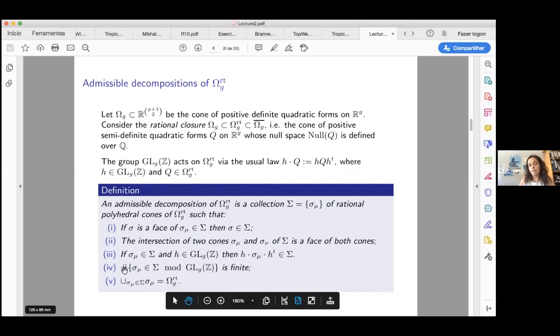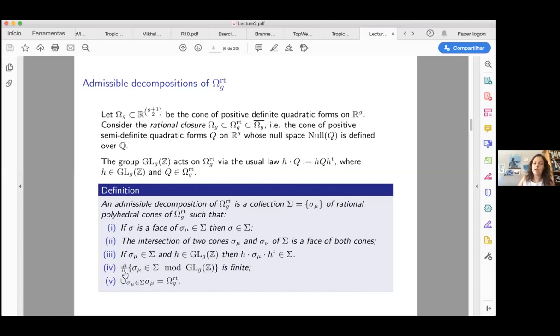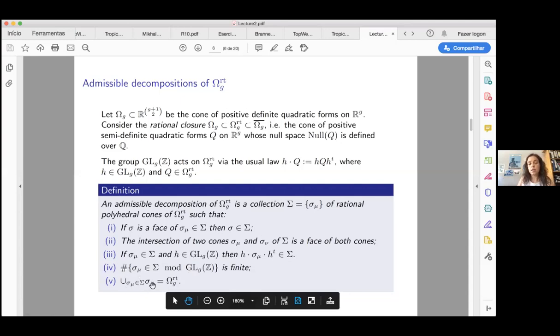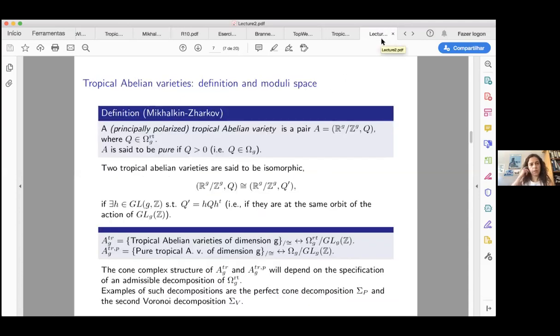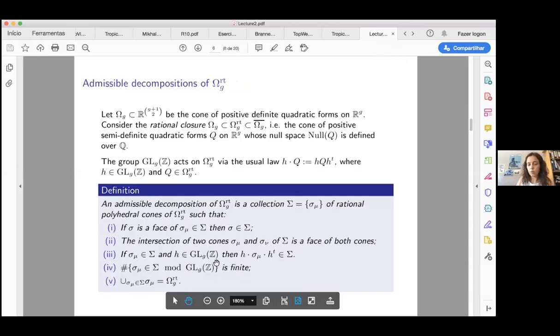The set of cones inside the collection modulo the action of the group GL_g(Z) must be finite. So the number of cones up to the action of the group must be finite. And then the last condition just says that we want the cones to cover the whole space. Okay, there's another question. Okay, so as I said, this is the combinatorial data.